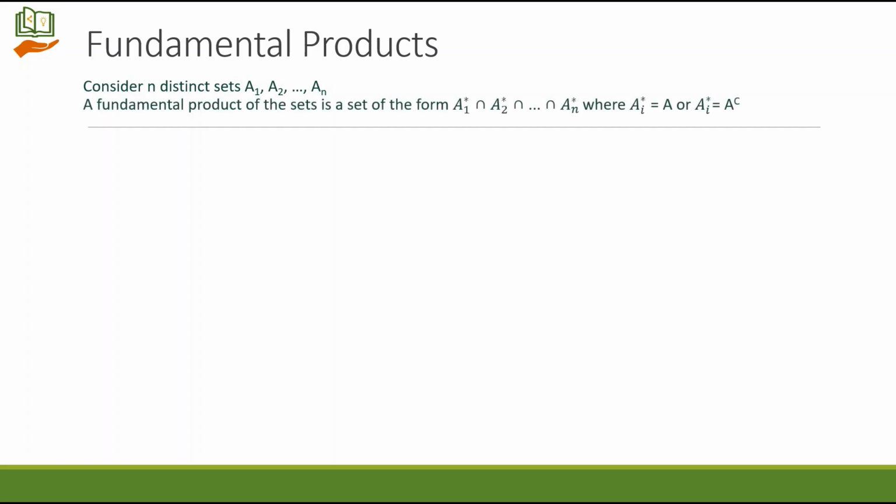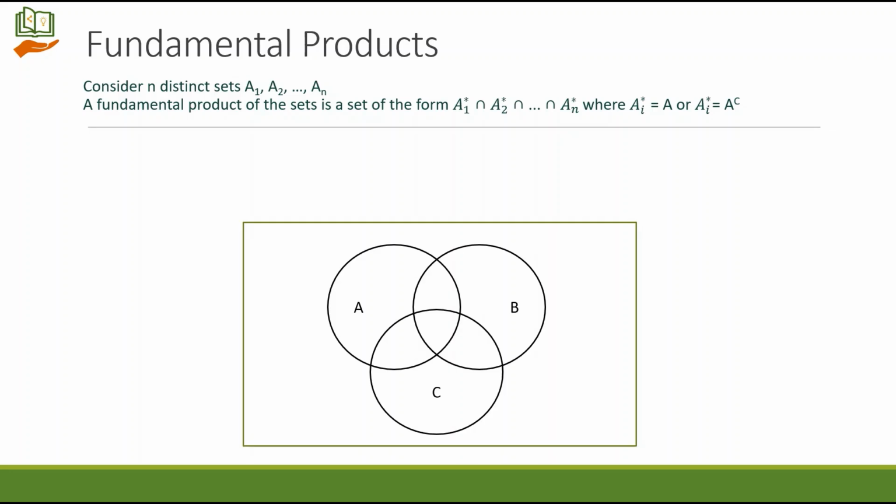Now we will see a concept called fundamental products. Consider n distinct sets, all different sets A1, A2 and An. A fundamental product of the sets is a set of the form B1 intersection B2 intersection till Bn where Bi is equal to Ai or Bi is equal to Ai complement. I am not getting into A1, A2 and A3 now. Let me tell you with an example.